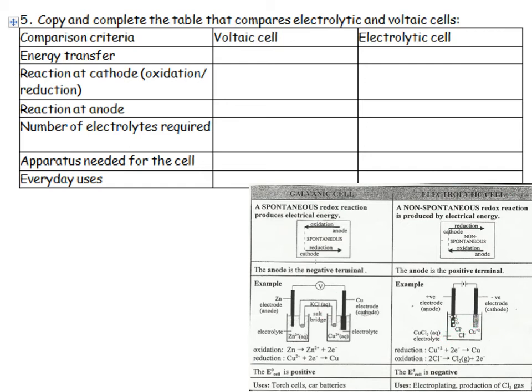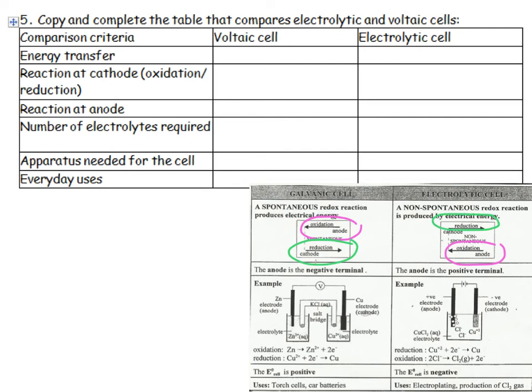Let's see what they ask over here. Energy transfer in a voltaic cell, you have chemical energy becoming electrical energy, whilst in an electrolytic cell you have electrical energy becoming chemical energy. The reduction and oxidation, where those happen. So the oxidation is always going to happen at the anode, doesn't matter which one you've got, and the reduction will always happen at the cathode.